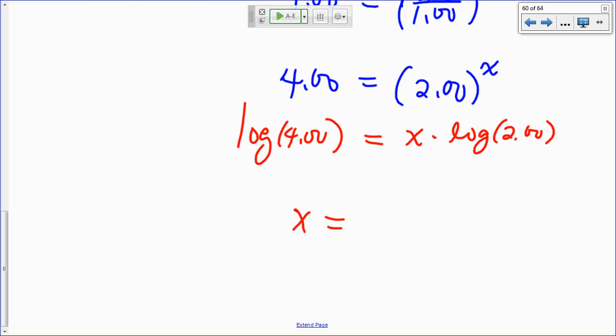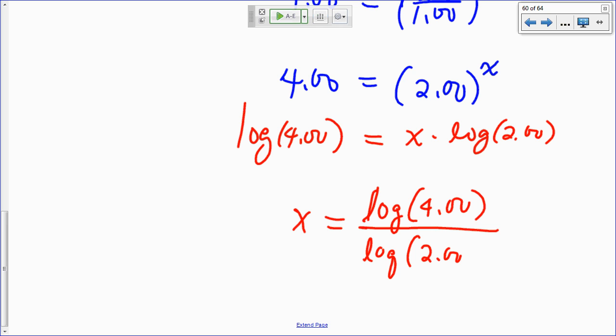Divide both sides by log of 2. So x equals log of 4.00 over log of 2.00, and you should get to second order.